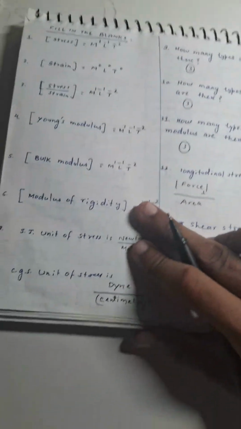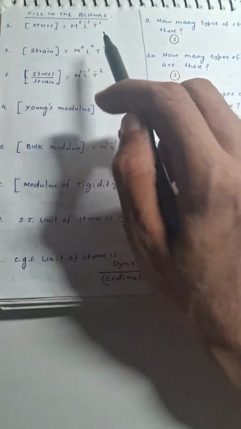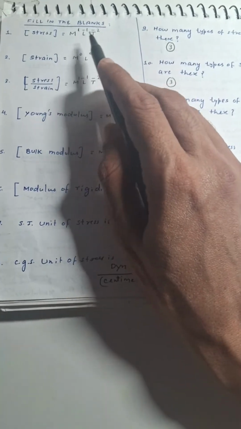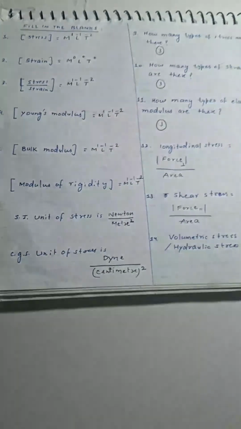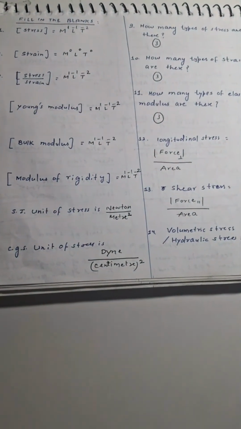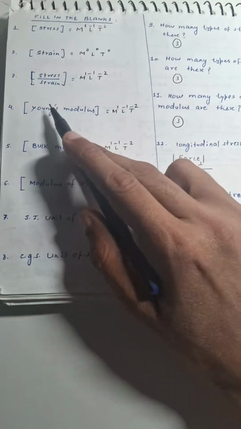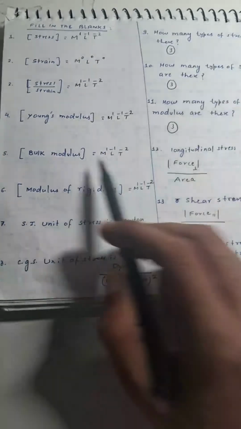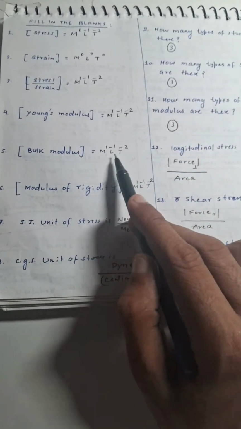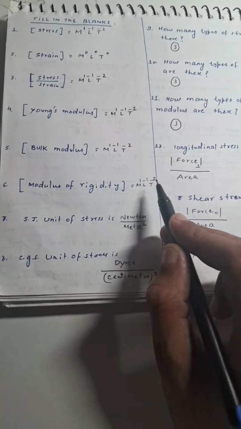Then is another worksheet on stress and strain. So the first question is dimension of stress. It is M1 L minus 1 T minus 2. Then dimension of strain M0 L0 T0. Then dimension of stress by strain. It is M1 L minus 1 T minus 2. Dimensions of Young's modulus, same M1 L minus 1 T minus 2. Dimension of bulk modulus M1 L minus 1 T minus 2. Dimension of modulus of rigidity M1 L minus 1 T minus 2.